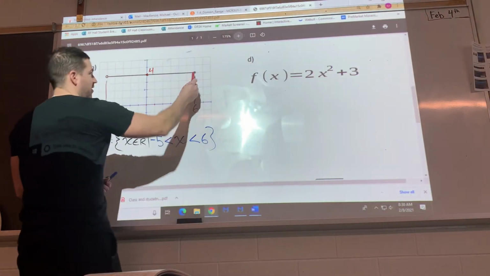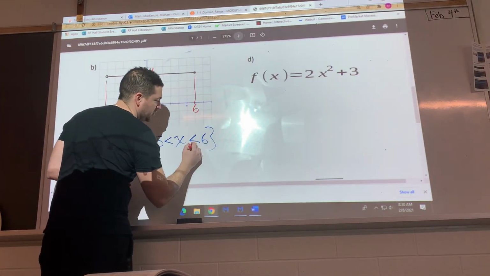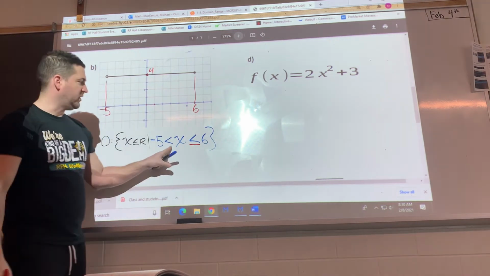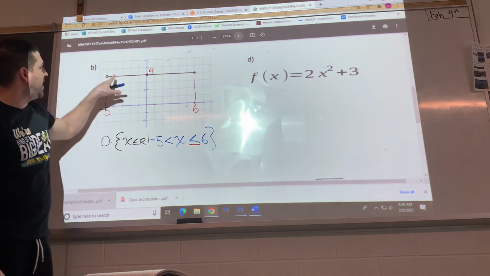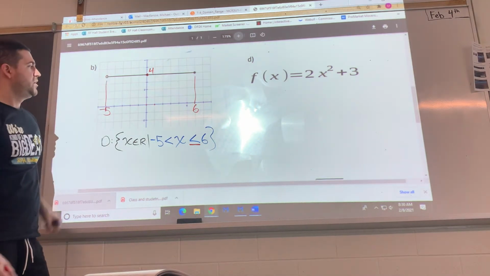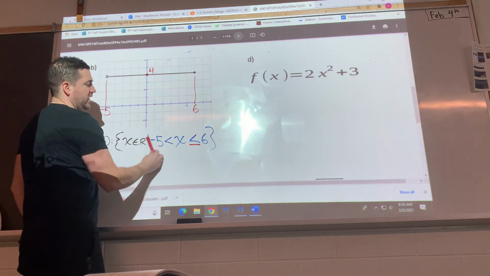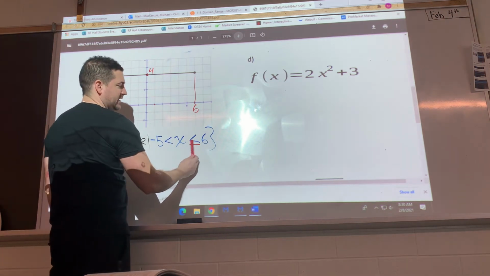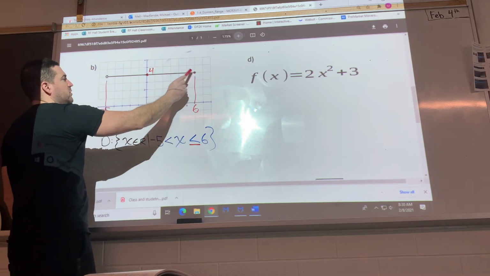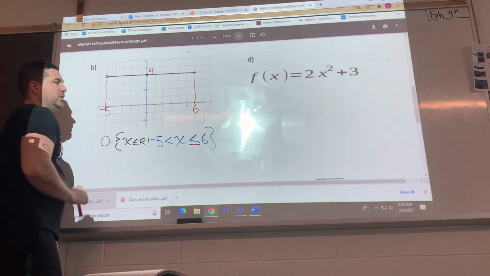So when we have 6, we're going to put the equal to here. We don't put the equal to on the -5 since we have an open circle, or what you'll learn next year is called a hole. So x is greater than -5, but less than or equal to 6. This one gives you the equal to. This one does not include it.